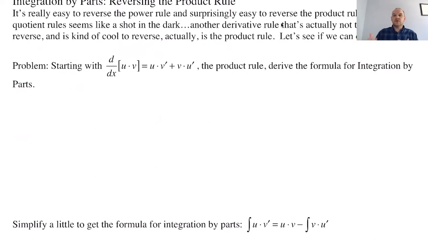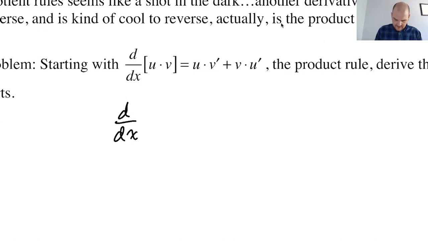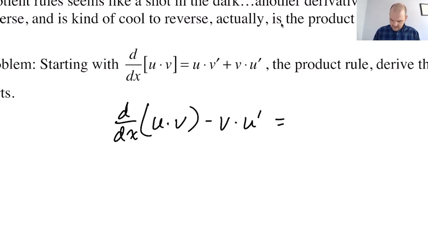And what we're going to do is rearrange the product rule a little bit. I'm going to say it's d/dx of u times v. U and v are both functions of x. So like one of them might be x cubed and the other could be sine of x or something like that. So they're both functions of x. I'm going to subtract vu prime from both sides and say that's u v prime.